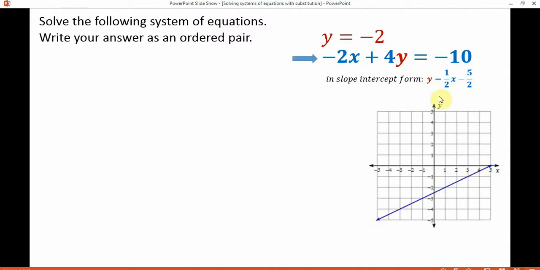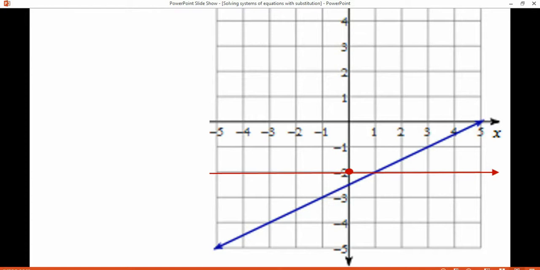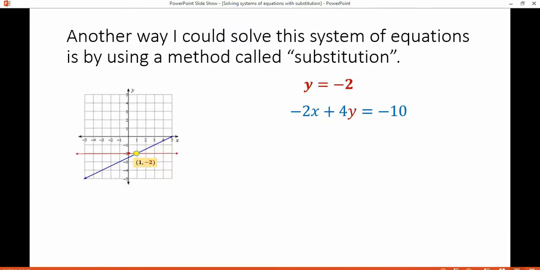Here is the graph of that equation. Then we would graph our second equation, and we would do that by putting a point on the y-intercept, and because there's no x, we know it's a horizontal line that goes through negative 2, and we would look at where they intersected. Here it is at point 1 comma negative 2. That would be our solution to this system of equations, and we had in the past found that solution by graphing both lines.